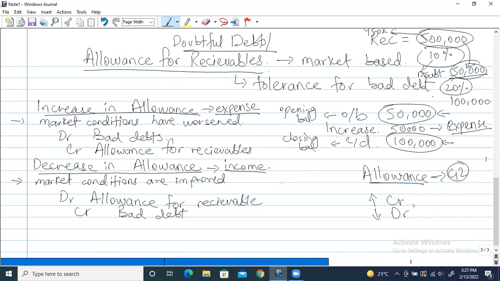But if the other thing happens, like if we are bringing it from 100,000 down to 50,000, that will mean that this is a decrease and will be treated as an income in the financial statement. Okay, all right, that's great.